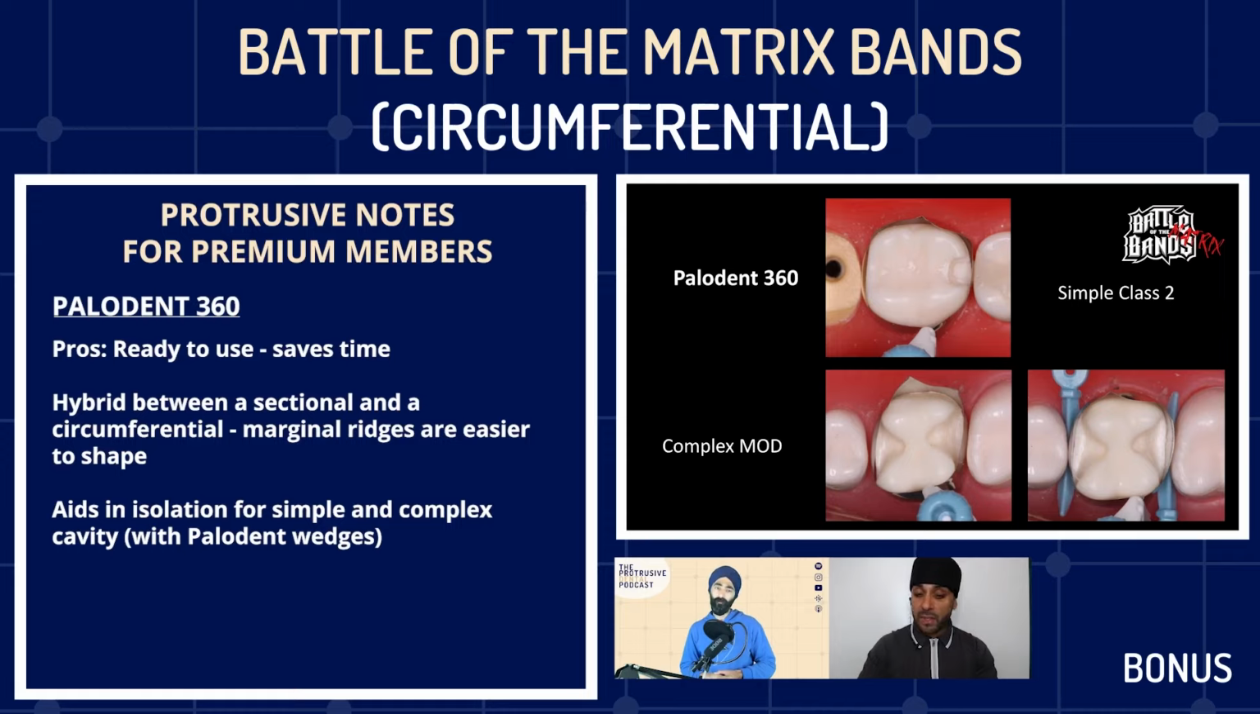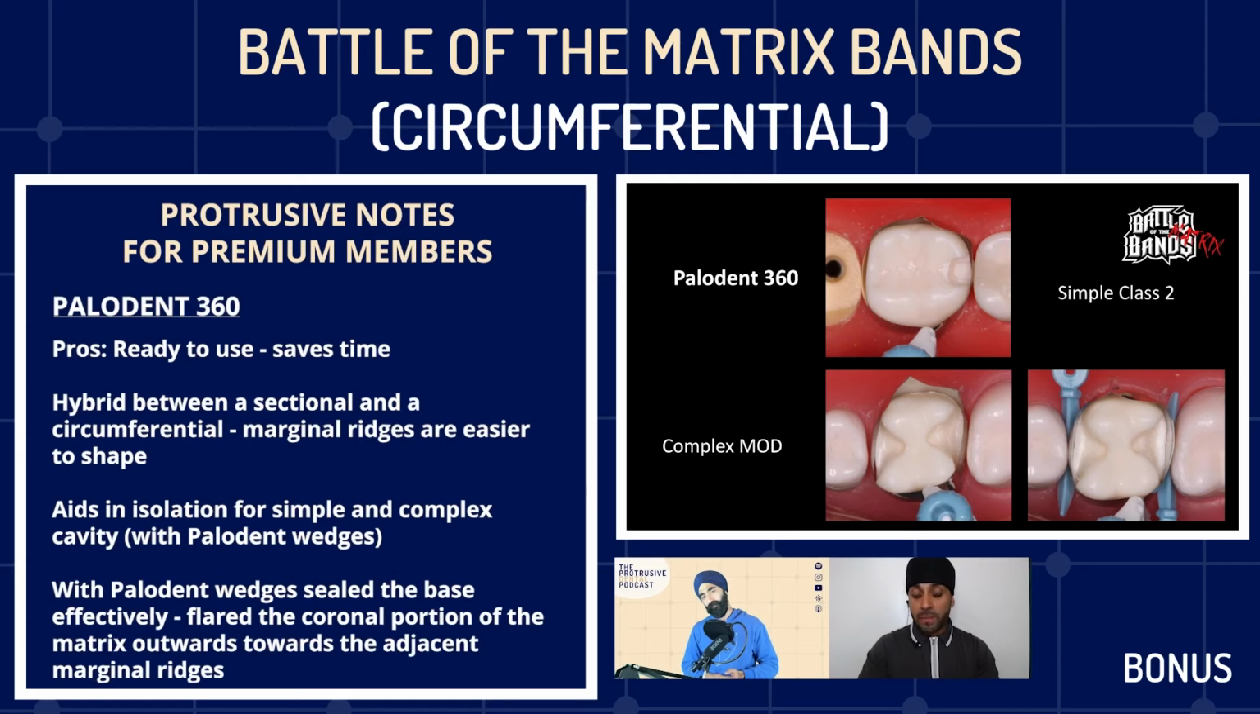And in a simple class two, the adaptation was really nice. And then even on a more complex setup, like an MOD where the cusps were undermined, once there was gapping with the matrix similar to the Pro Matrix curve, in fact, it looks very similar to that photo. But once the Palodent wedges, these specialized wedges, were in, not only did it seal the base really quite effectively, it looks to me that it's flared the coronal portion of the matrix outwards as well towards the adjacent marginal ridges.